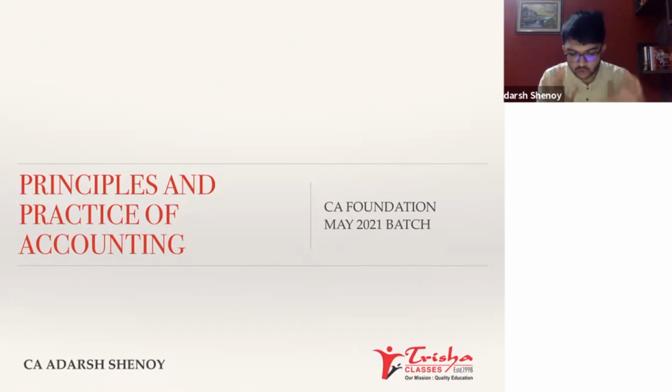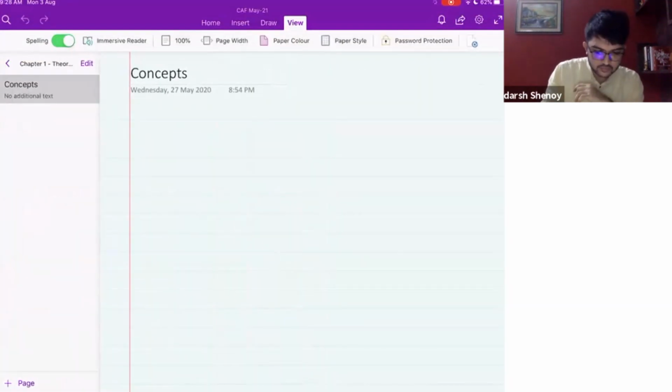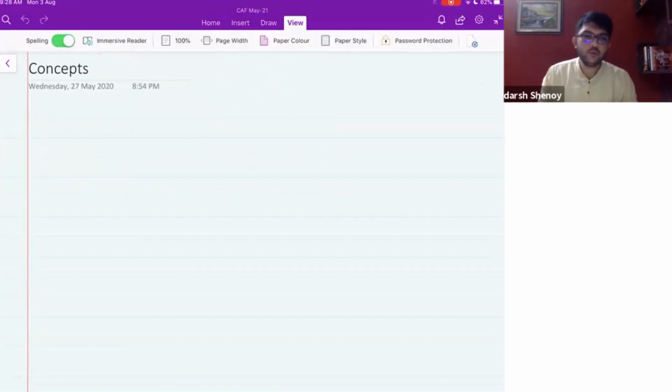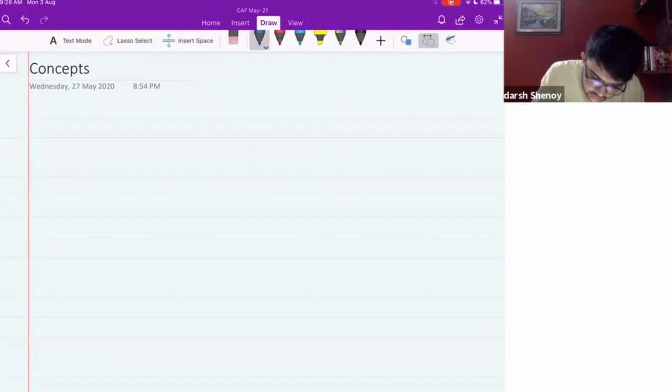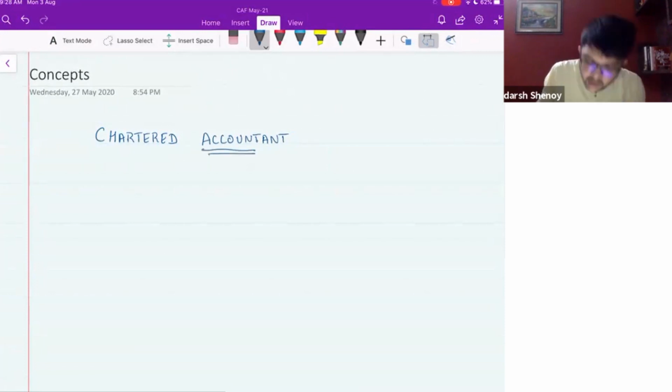Why do you call this the most important paper? I'll give you multiple reasons for this. When I say most important, what are you here for? What course are you guys doing? You're doing something called chartered accountancy, right? You want to be a chartered accountant. Now, in the name itself, you have accounts.